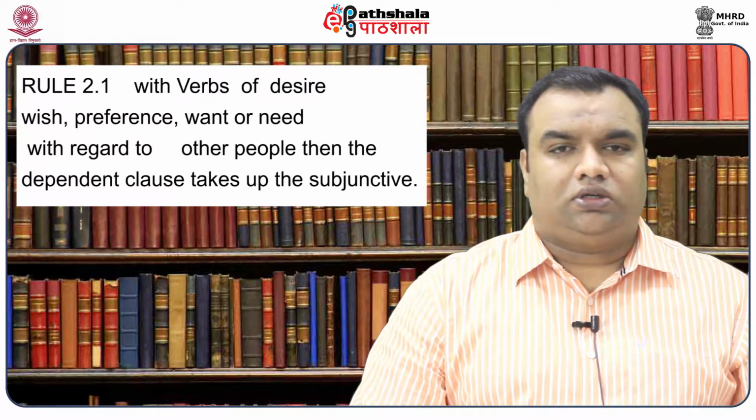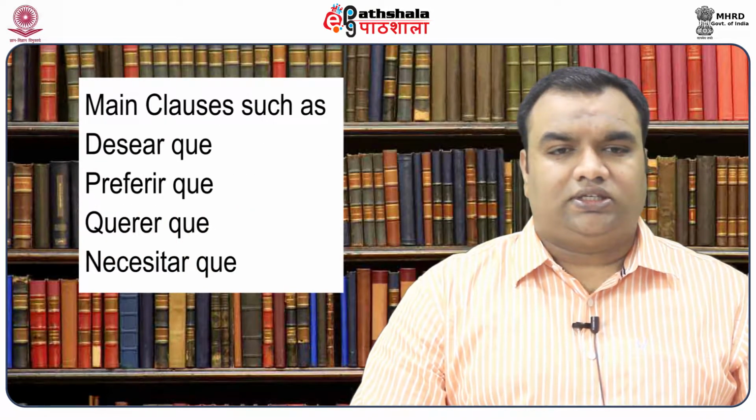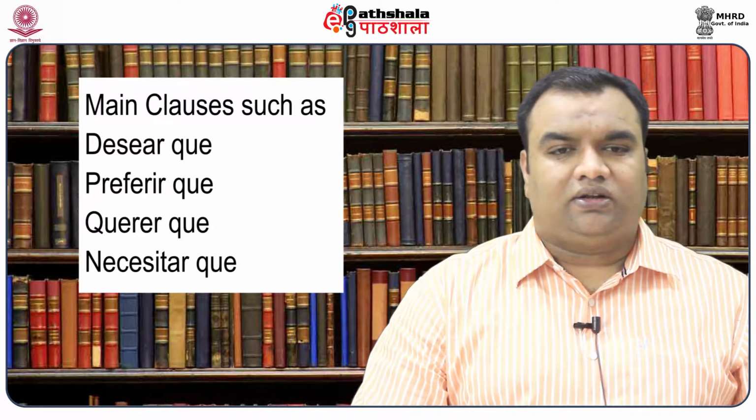Rule 2.1. With verbs of desire. When the verb in the main clause expresses a wish, preference, want, or need with regard to other people, then the dependent clause takes the subjunctive. Main clauses such as desear que, preferir que, querer que, necesitar que will require subjunctive in the dependent clause. Let's take up some examples with these main clauses.